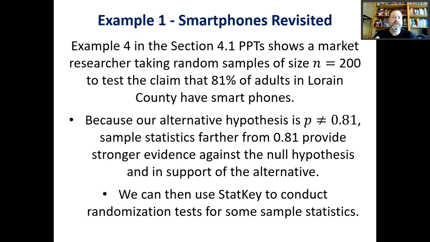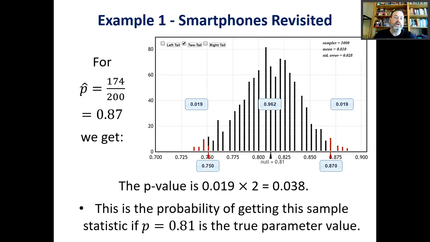We just took 3 different samples from the population and decided which one of those samples provided the strongest evidence against the null hypothesis. Well, what we can do is we can use StatKey to generate randomization tests for these sample statistics, and we'd actually get p-values. So one of our samples in that example from earlier in the slides was 174 out of 200. That's 0.87.